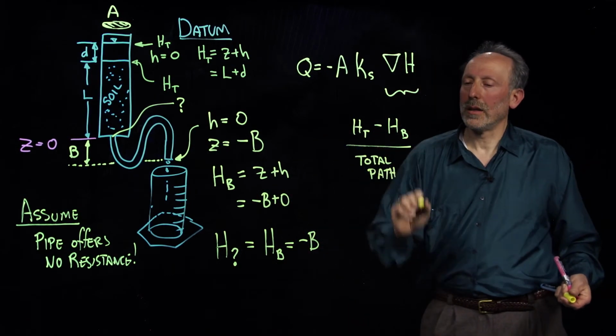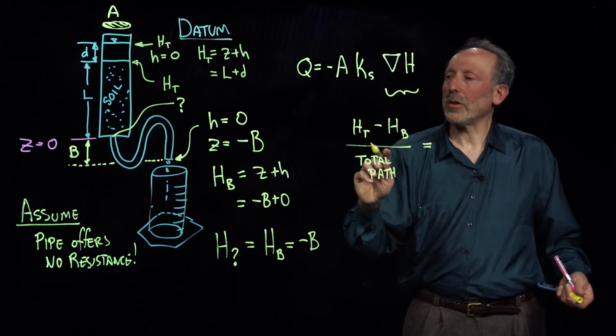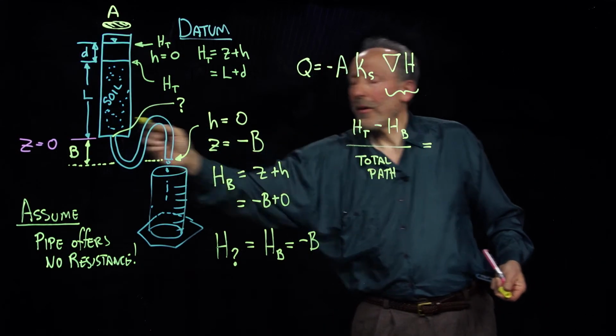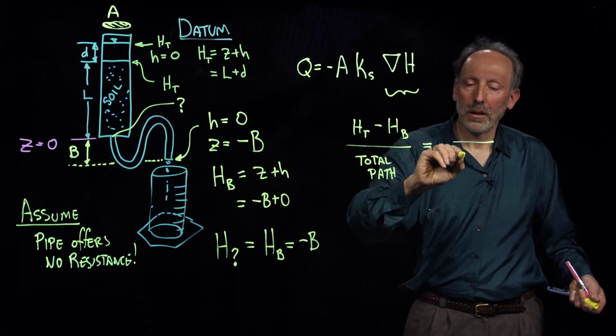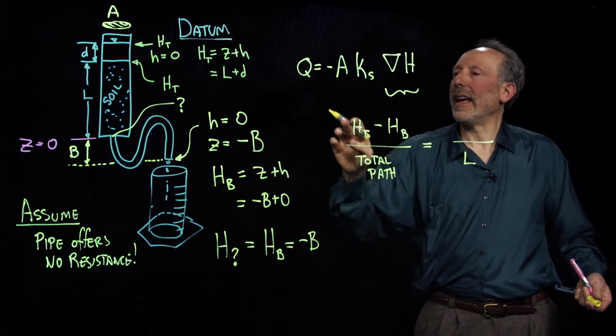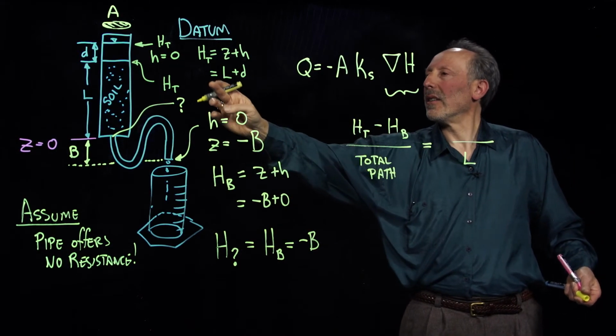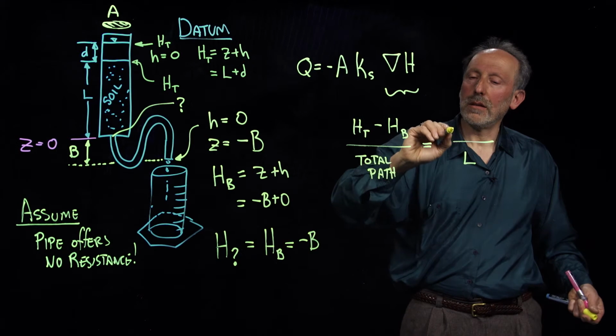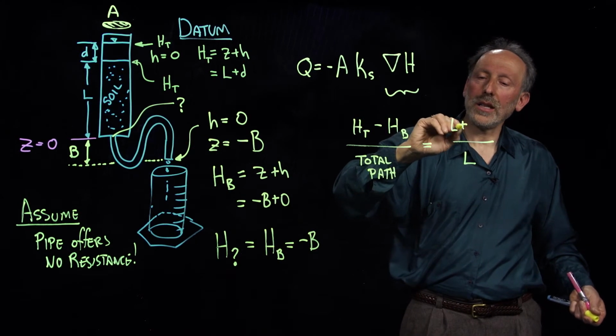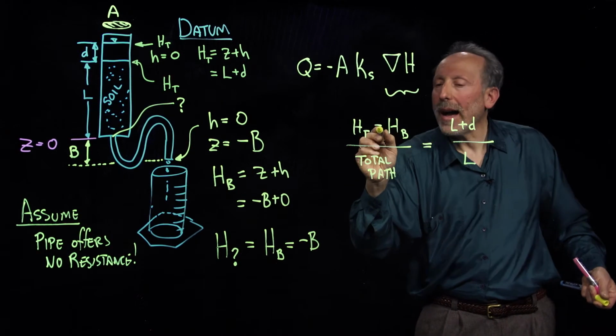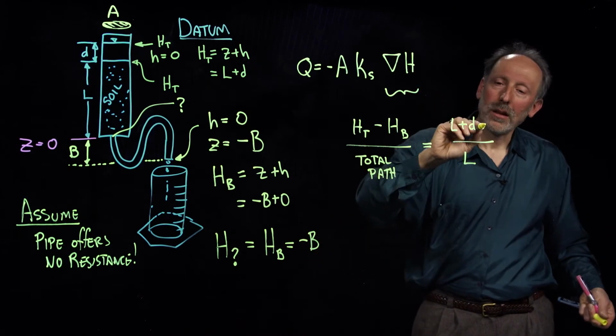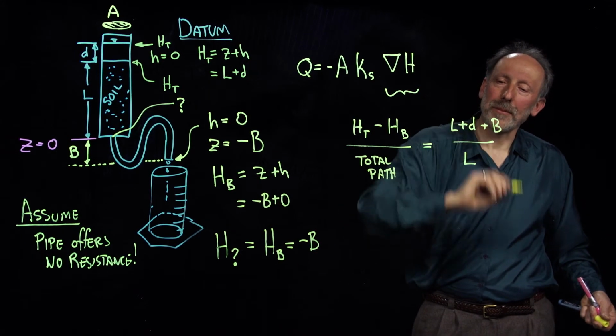through the soil, and that's going to be equal to what? Well, our total path through the soil is just equal to L, and HT is going to be L plus D, so it's L plus little d minus, which is plus B.